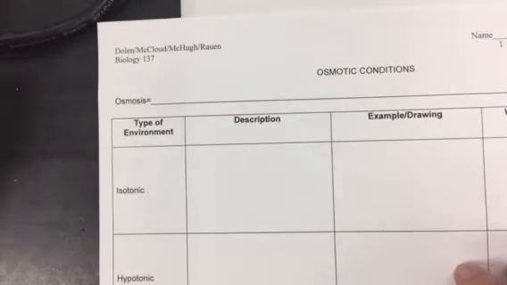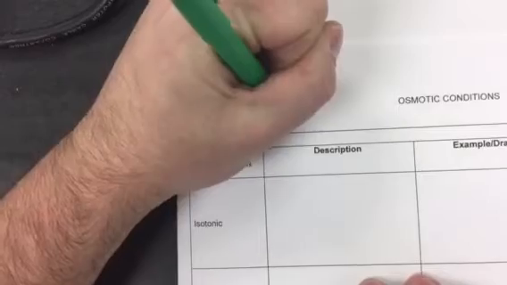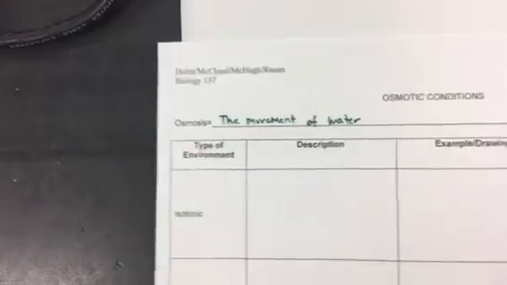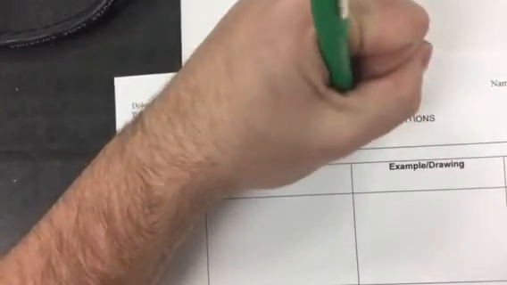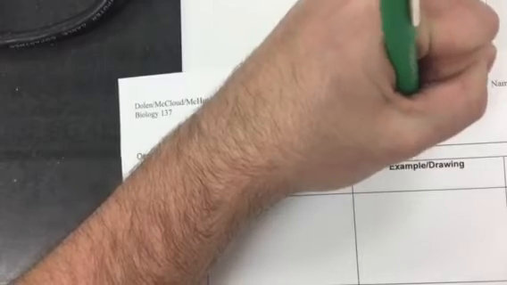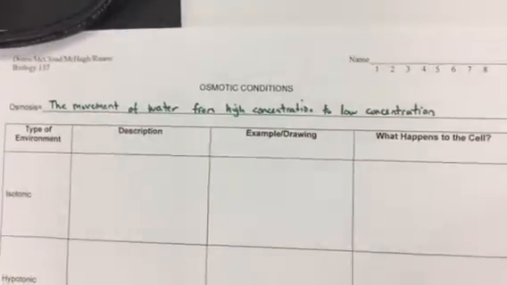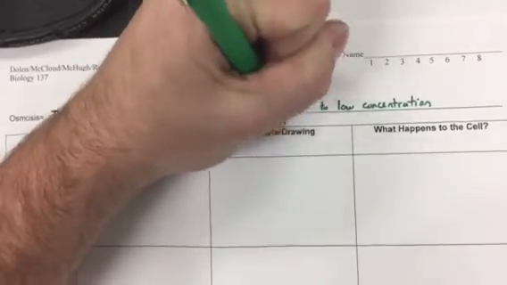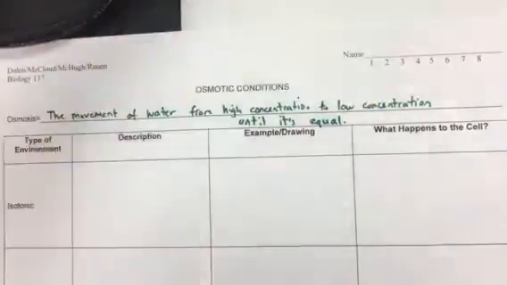And so what osmosis is, it's the movement of water. Okay? It's the movement of water from high concentration to low concentration, so from high concentration to low concentration until it's equal. So the water is trying to equal out.